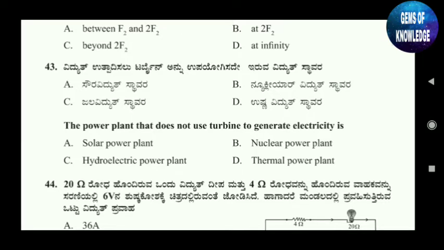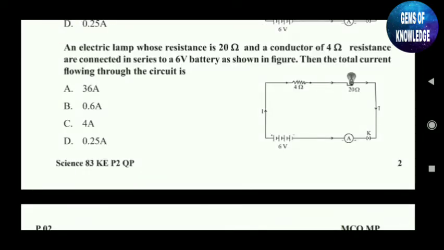Basically the power plant which does not use turbines to generate electricity is nothing but the solar power plant. In the case of solar power plant, photovoltaic cells are used. So the solar cells are used in generating the electricity, but there is no use of turbines. But in the other three cases they are using turbines to generate the electricity. Okay, you can see the next question here.